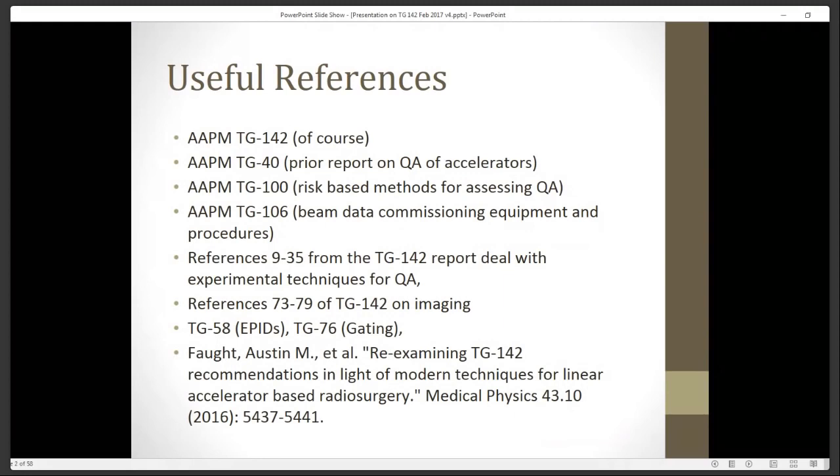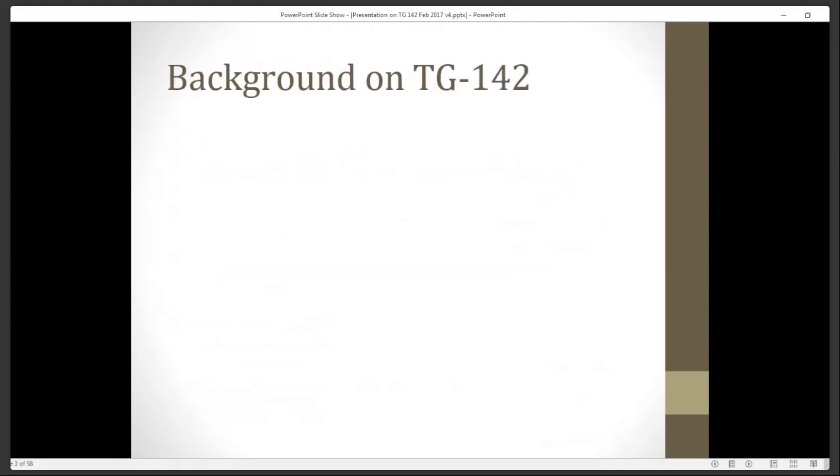So lots of useful references out there. This is just a subset of many, I would say, that are available and have useful information regarding the report.